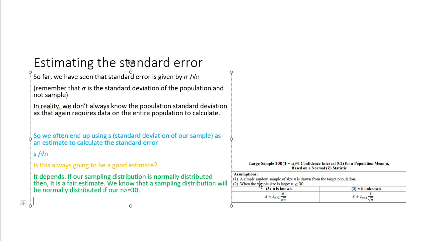And here's a quick snippet of when you use which formula. If you want to calculate the confidence interval, the assumptions are that it's a simple random sample of size n, which is usually the case, and if our sample size is greater than or equal to 30, we can assume it's normally distributed. That's the only time we can calculate the confidence interval. If we know our population standard deviation, we can simply use it for our standard error as the most accurate one. But if we don't know it, we have to use our sample standard deviation, S.